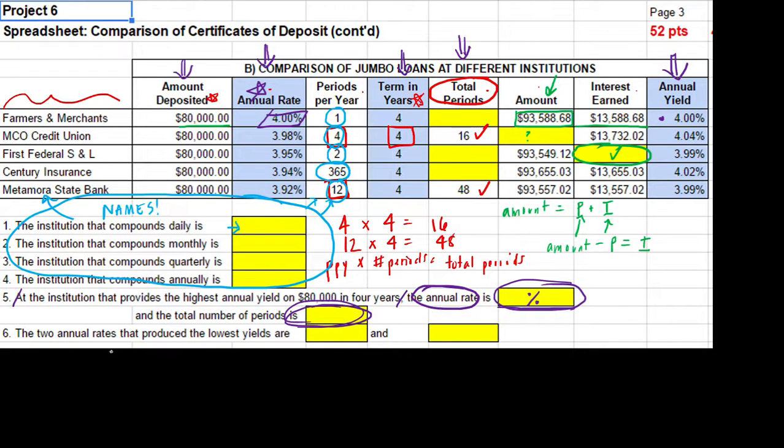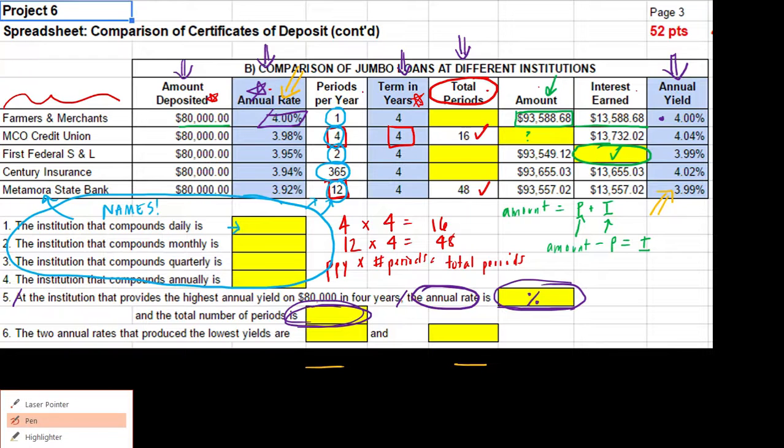It says the 2 annual rates that produced the lowest yields are blank and blank. So we're going to go over here once again to annual rate or annual yield. And we're going to find the 2 lowest yields. Once you find the 2 lowest, you will go to the annual rate column and report the rates that go along with these lowest yields.